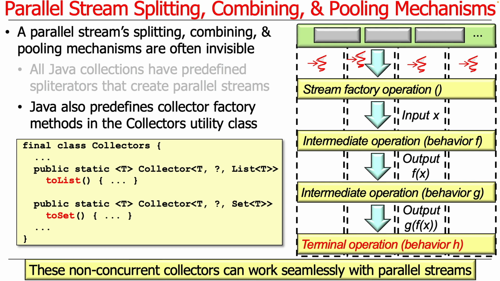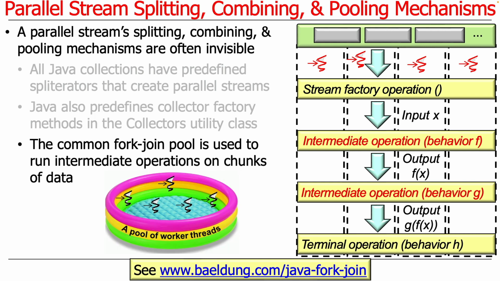There's also worth pointing out that there's now a terminal operation that works for both streams and parallel streams called toList, which is basically a sort of a subset of what you get with the toList version in the Collectors utility class, because it creates an immutable list that can't have its values changed. So it's also a very common thing to use. Then the third piece of the puzzle is the common ForkJoinPool, which is used to run all the intermediate operations on chunks of data. We already know that.